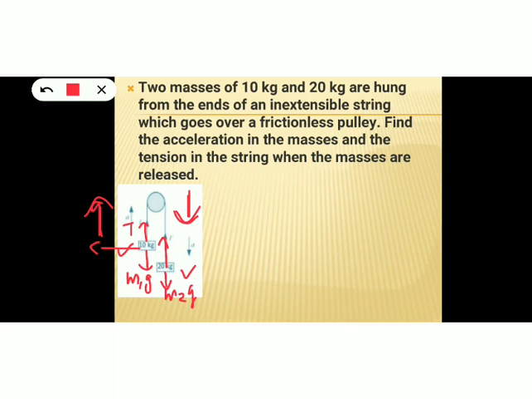Now similarly, like in the previous problem, we can write the equations of motion for mass 1 and mass 2. For the first mass, how will you write the equation of motion? The first mass goes upward, that means along the direction of tension. So the net force is tension minus m1g, and the net force can be written as ma, to be more specific, m1 into a. So T minus m1g equal to m1 into a. Let this be our equation 1.